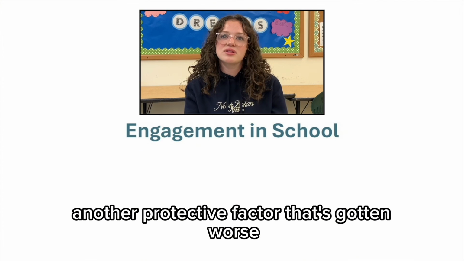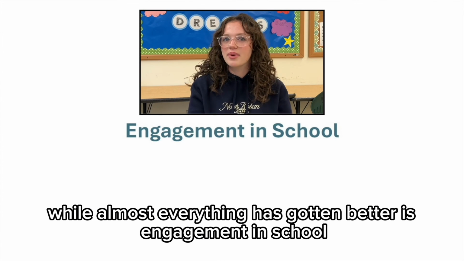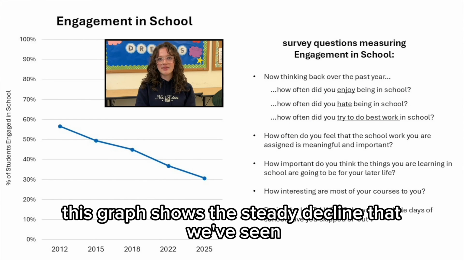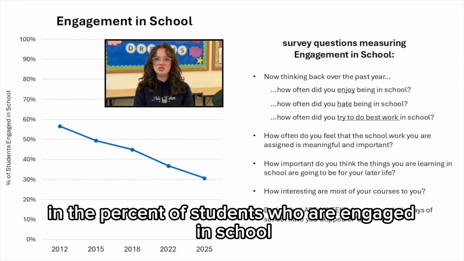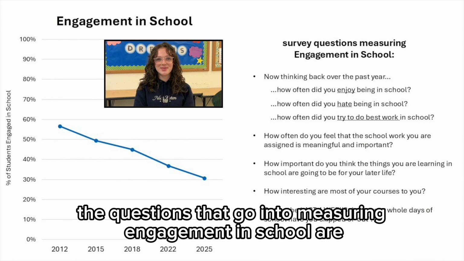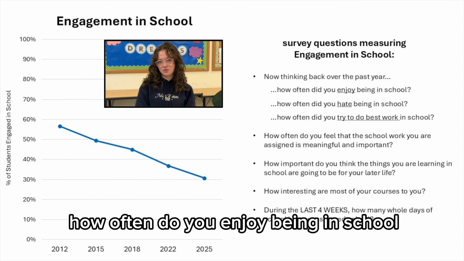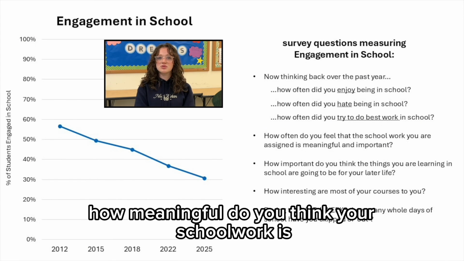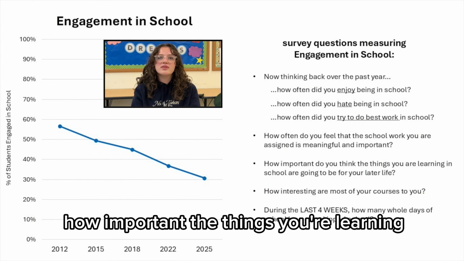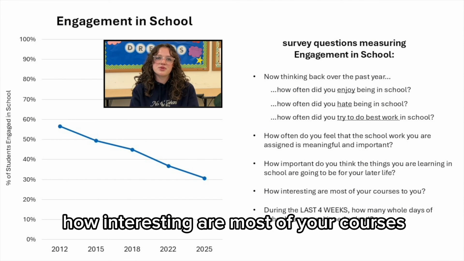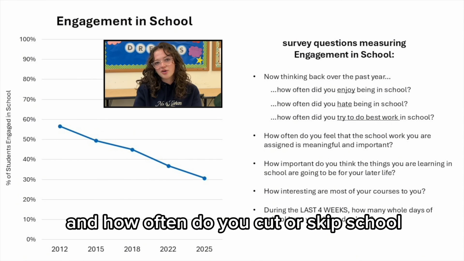Another protective factor that's gotten worse while almost everything has gotten better is engagement in school. This graph shows the steady decline that we've seen in the percent of students who are engaged in school from close to 60% to now about 30%. The questions that go into measuring engagement in school are: how often do you enjoy being in school? How often do you hate being in school? How meaningful do you think your schoolwork is? How important are the things you're learning going to be for your later life? How interesting are most of your courses? And how often do you cut or skip school?